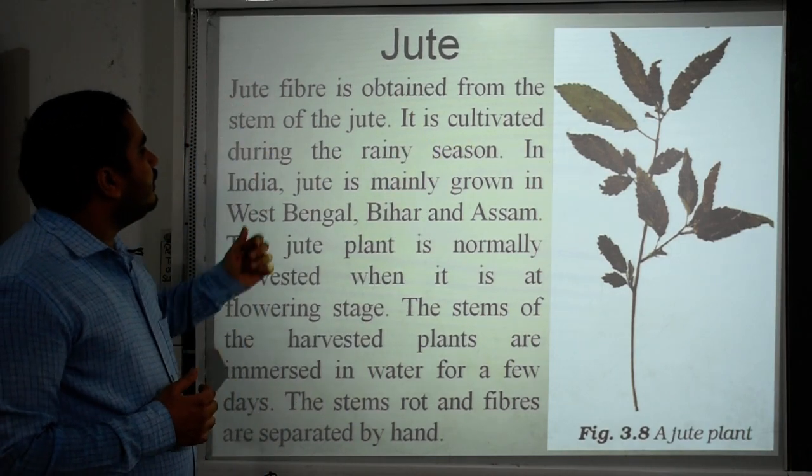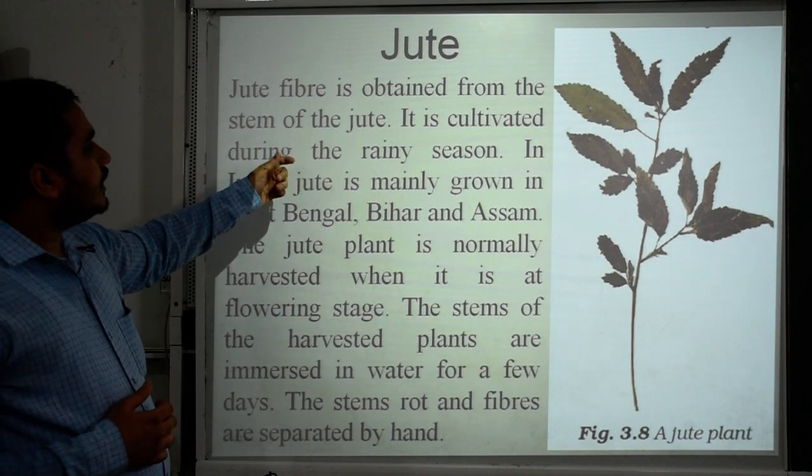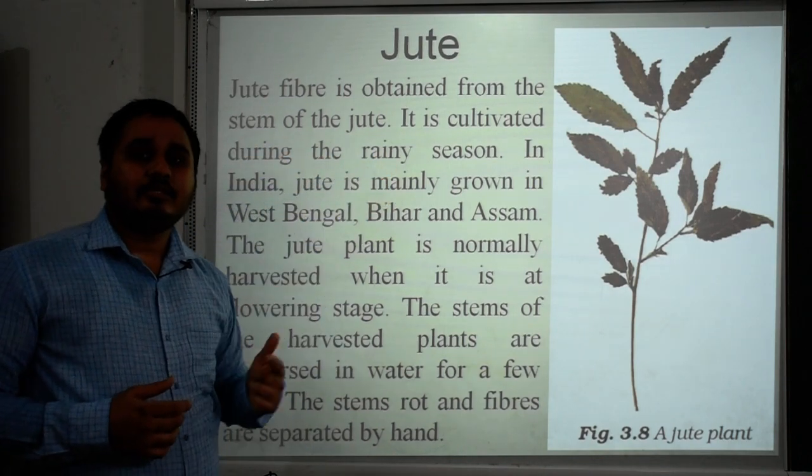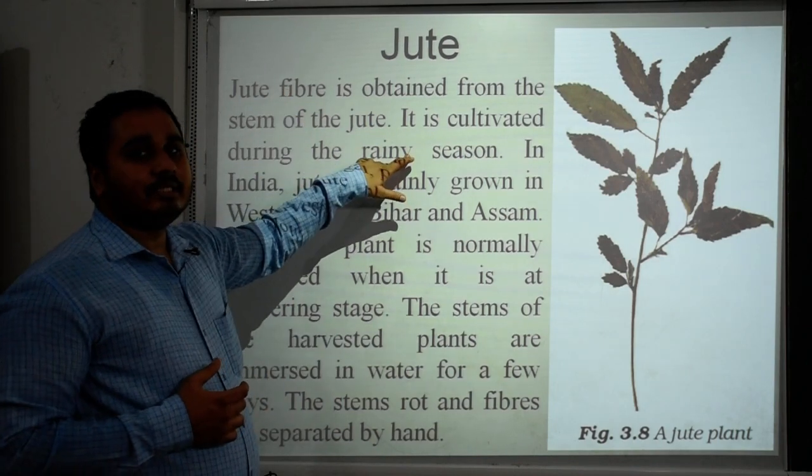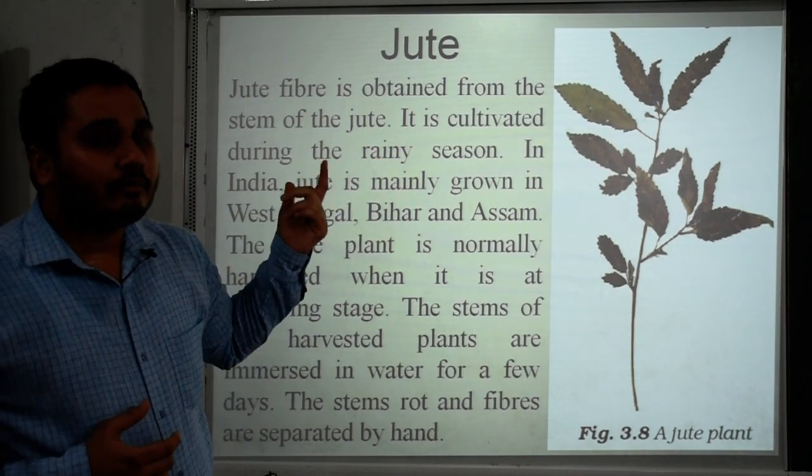The jute fiber is obtained from the stem of the jute plant. It is cultivated during the rainy season. Please keep these things in mind properly: jute, rainy season; cotton, black soil and warm climate.